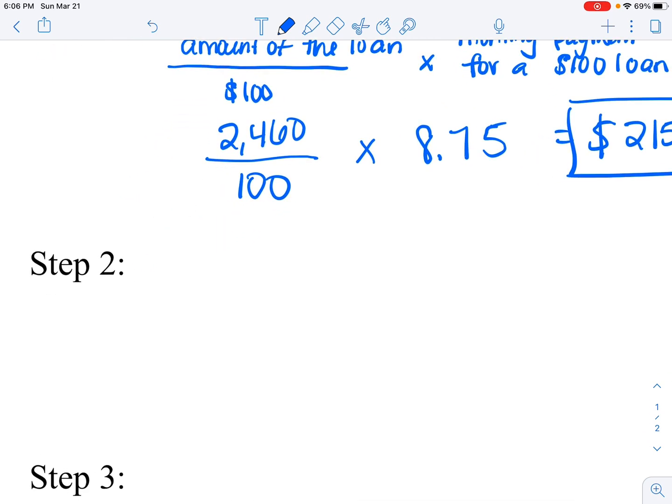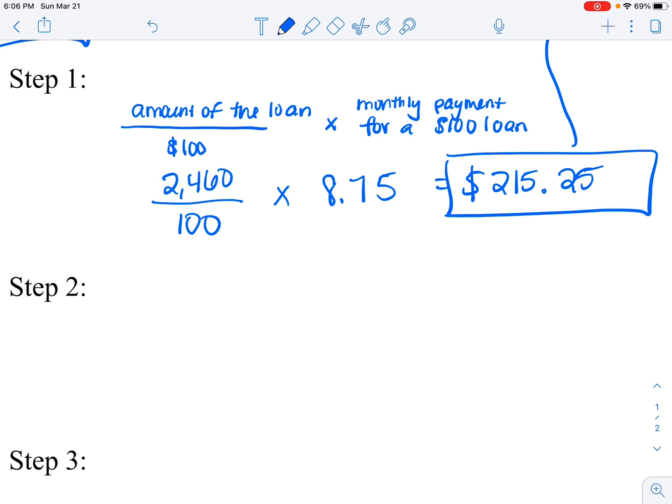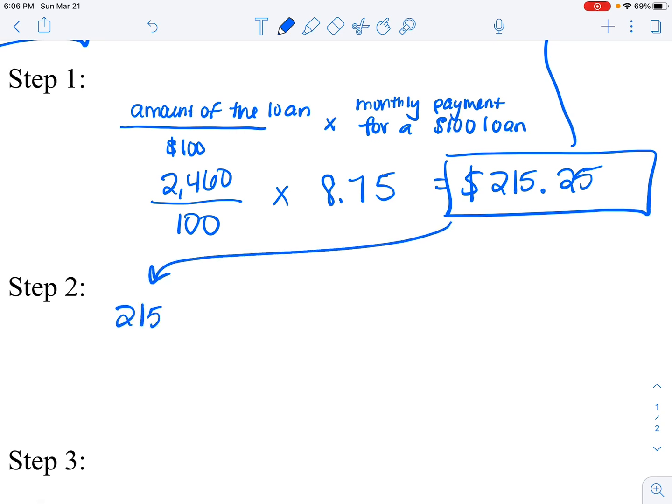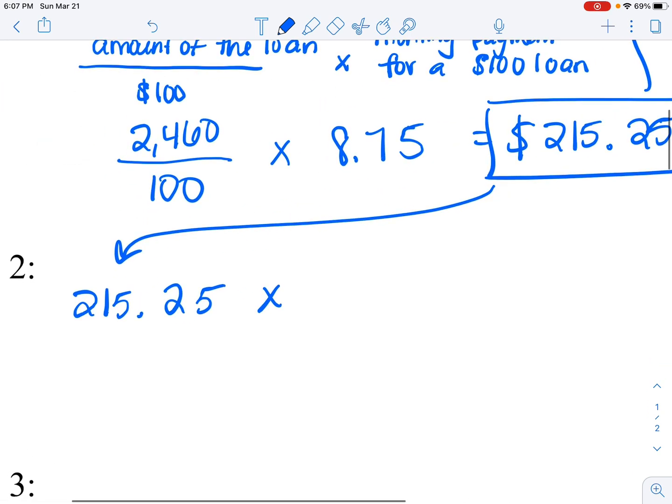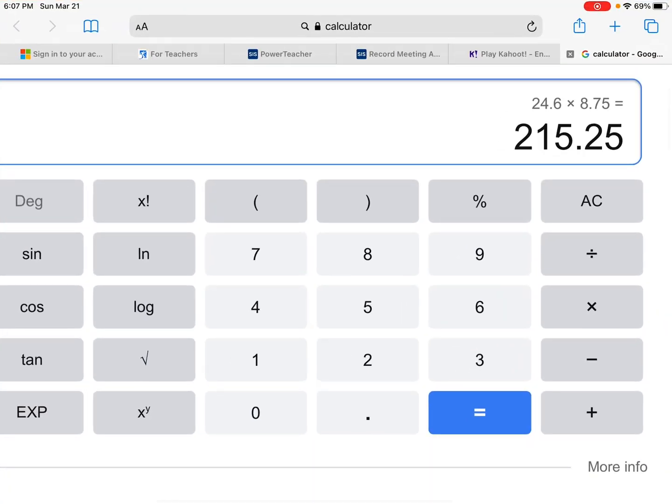Remember, we always use whatever we started with in step 1. We use our answer for step 2, like we talked about in class today. So we're going to take that answer and multiply it with the number of months. And the number of months is 12. And once again, our handy dandy calculator is going to help us out on this one. I already have the number in here, which is great, and we're going to multiply it by 12. And our answer comes to 2,583.